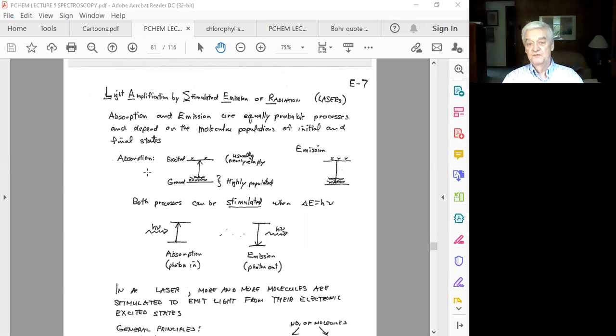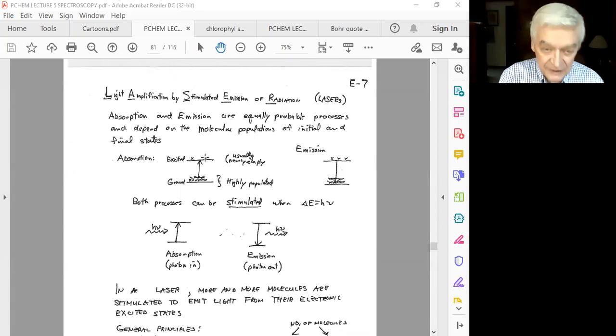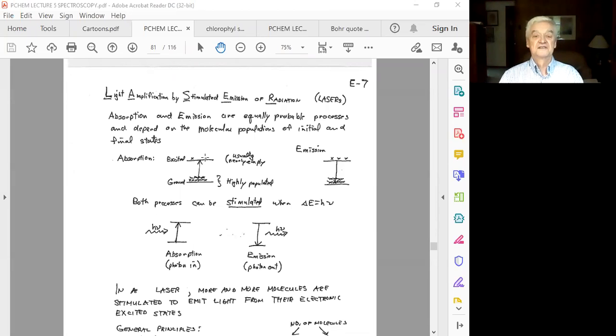I mentioned this before, but whether you have absorption or emission depends on relative populations. Most molecules have highly populated ground states, and then you can calculate how many molecules are in an excited state, and it's usually a lot less. I've given you formulas for this already, and I'll derive those for you later when we talk about statistical mechanics.